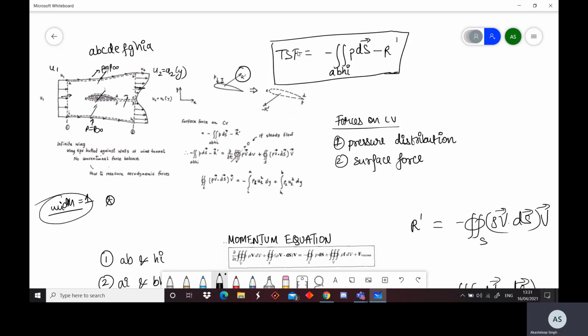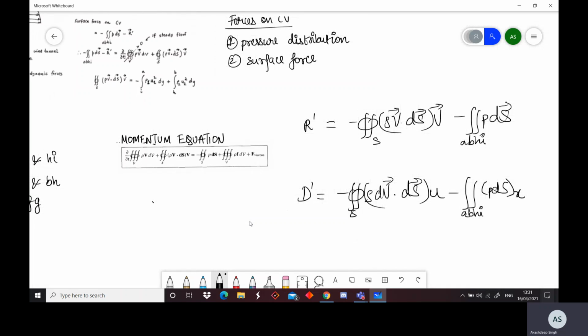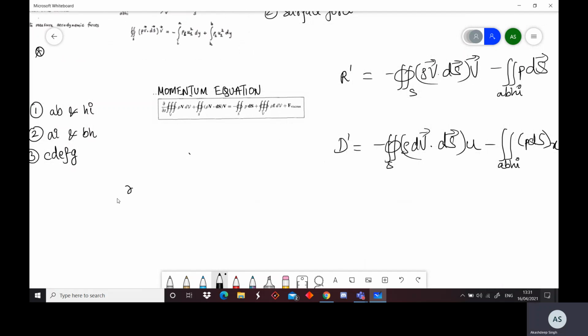Now, since we have defined the total surface force, we'll go to the next step. The next step is using the momentum integral equation, which plays a very vital role in this particular problem statement. The momentum equation is given by this in a very general form. This is the most general form of the momentum equation in integral nature. We can write it as del by del t of the triple integral over the control volume of rho v dv, plus this surface integral term.